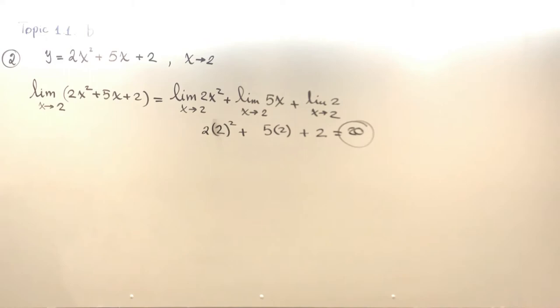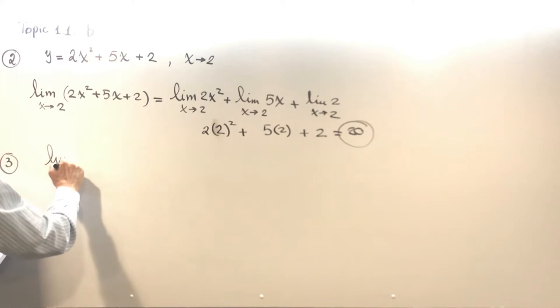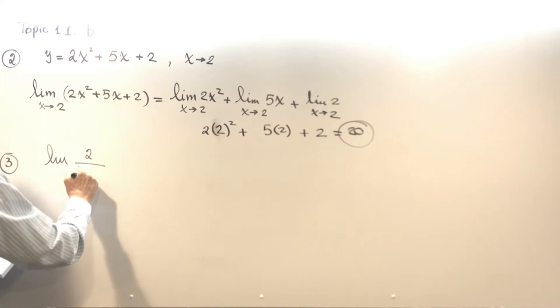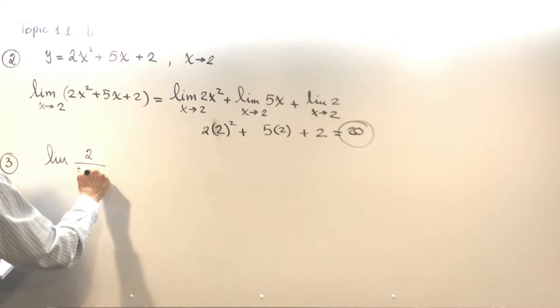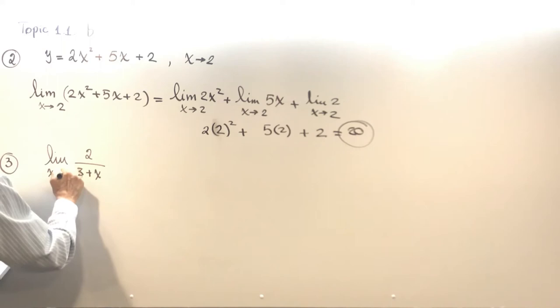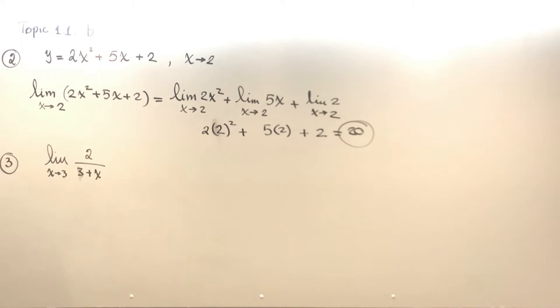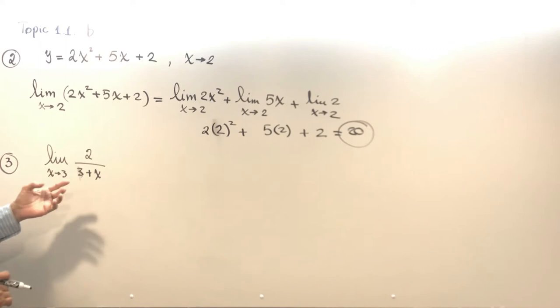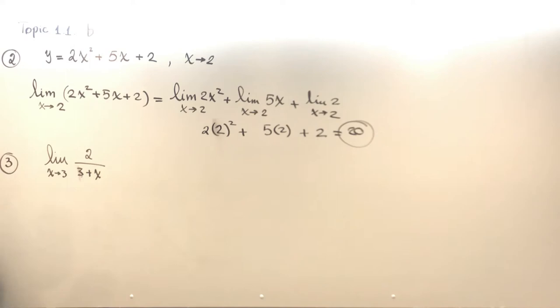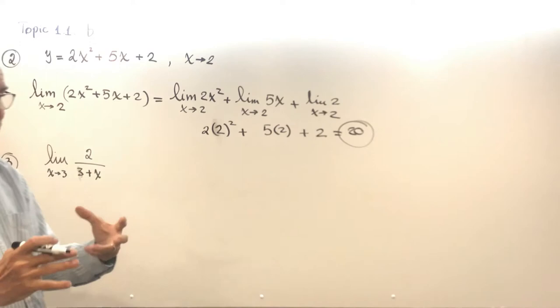Let's check example number 3. Now suppose that we have rational equation number 3. Find the limit of 2 over 3 plus x, when x approaches 3. So if we had minus here on the denominator, it will be 0 when x approaches 3. And in this case, we have to apply more complicated, more advanced procedure.